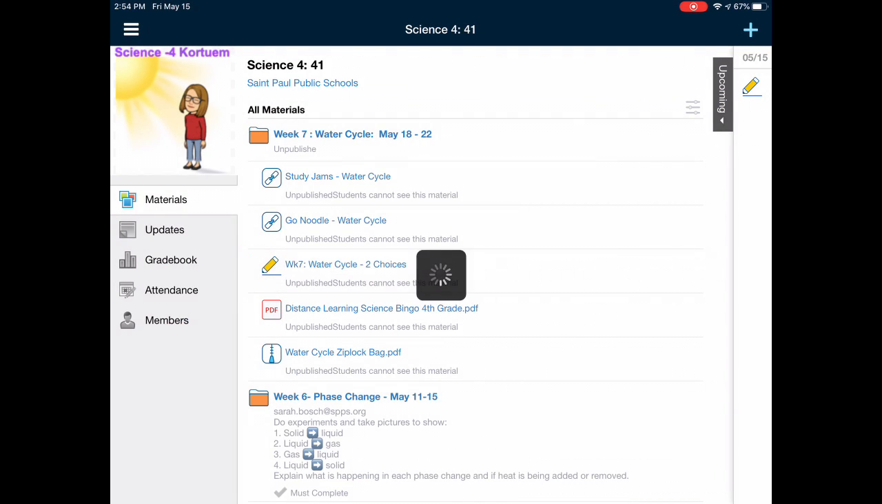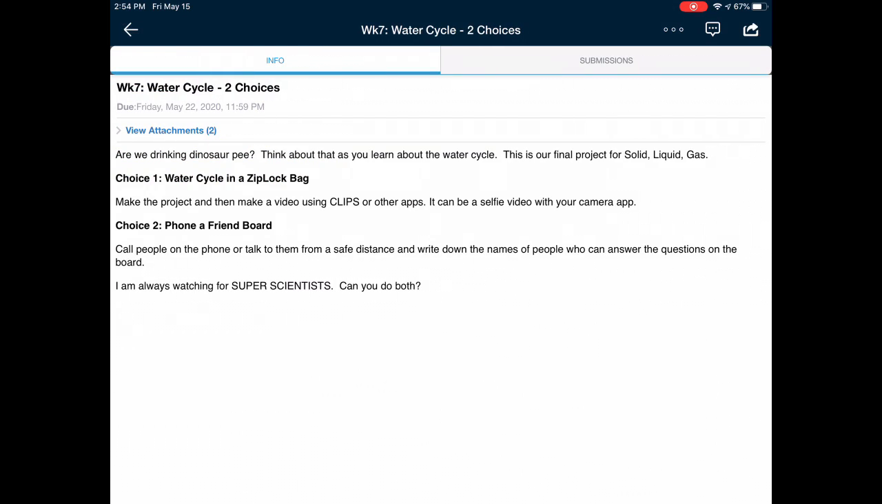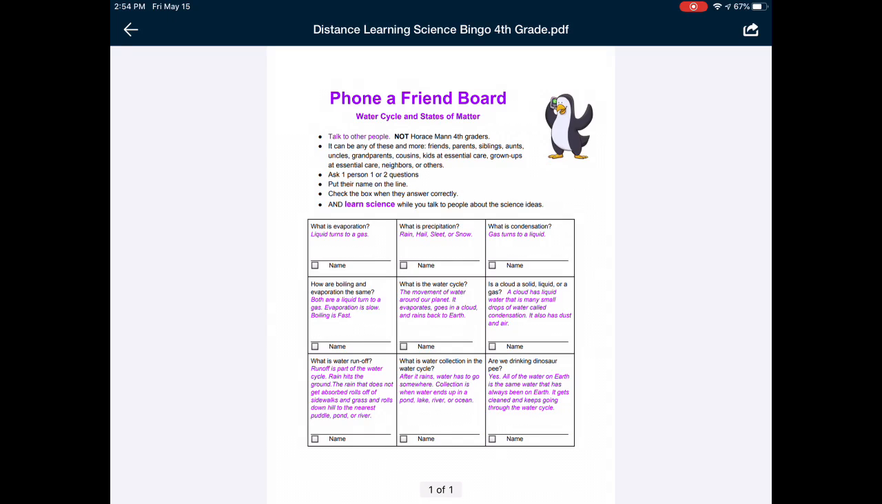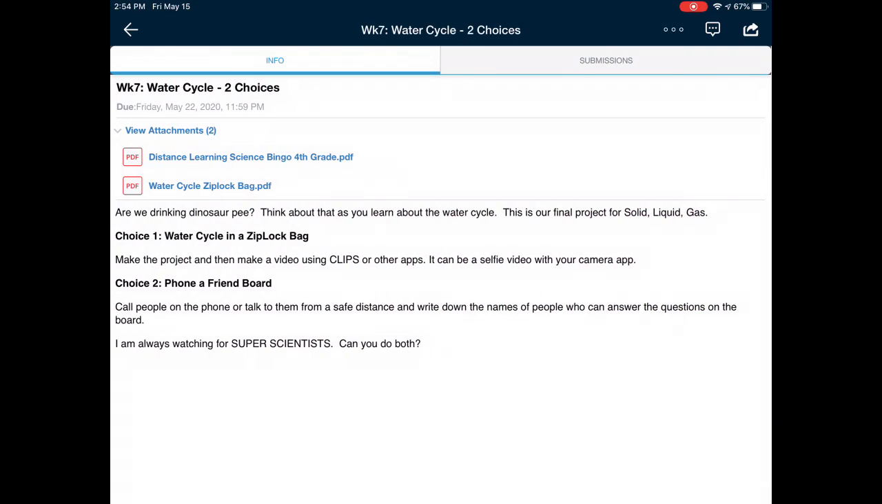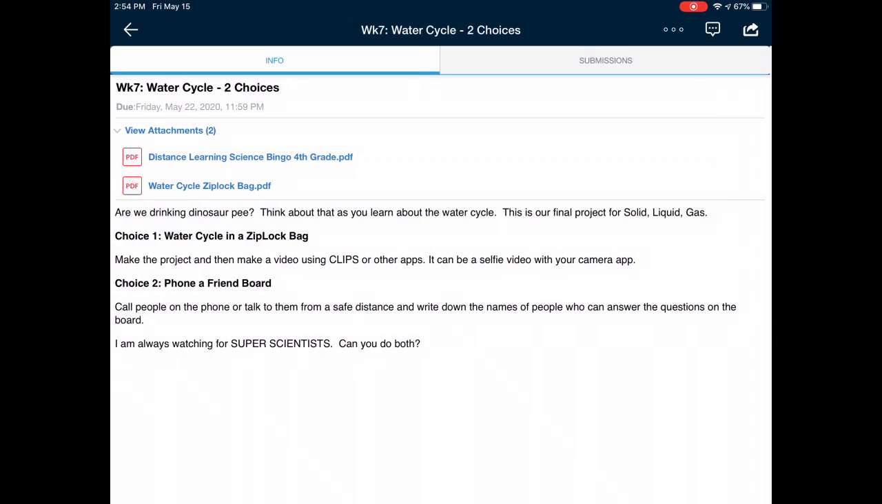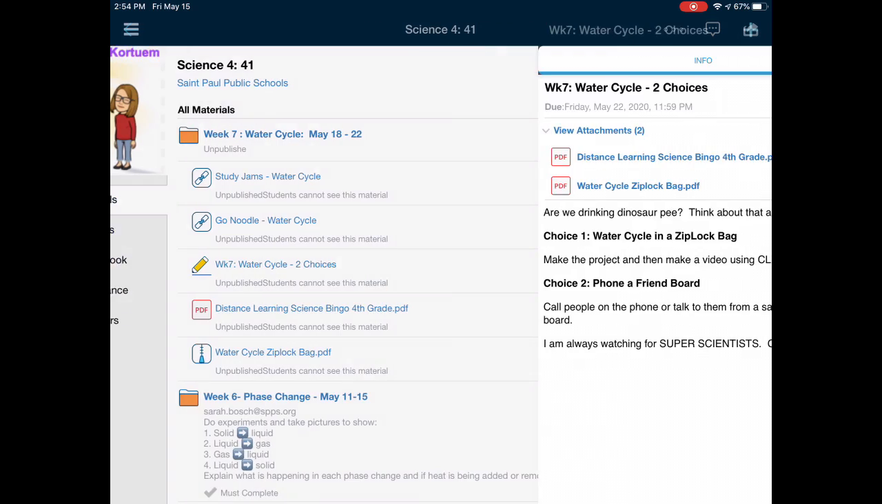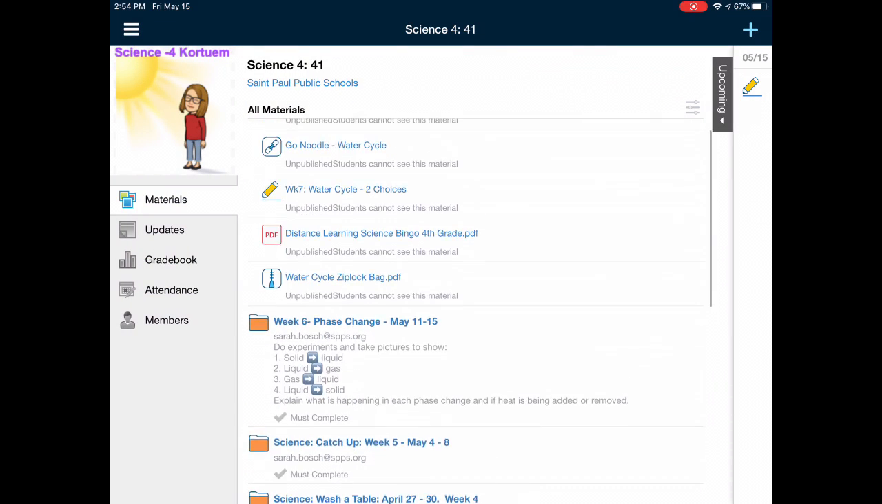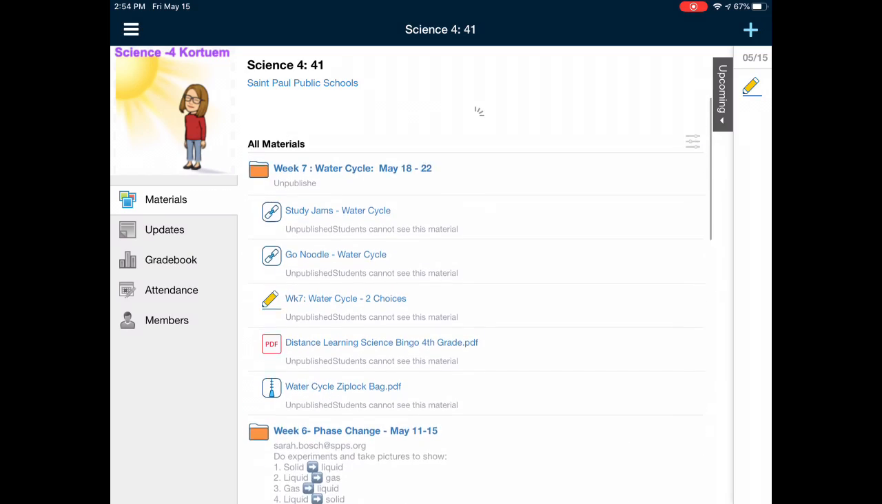After you watch that video, check out the assignment. Notice that there are 2 choices this week. You get water cycle in a Ziploc bag or phone a friend board. First up, phone a friend board. You actually should be calling people up and talking to them. The other one, water cycle in a Ziploc bag. You get to decorate a Ziploc bag and then make a video explaining what you learn about the water cycle from it. When all of your work is done, make sure you turn it in. I am looking for super scientists this week who might try both.